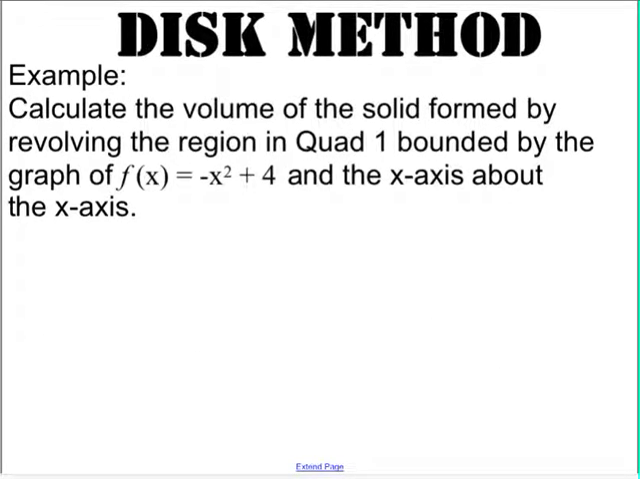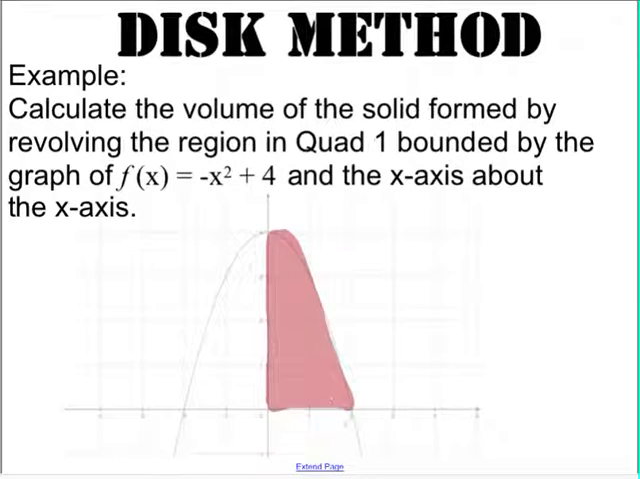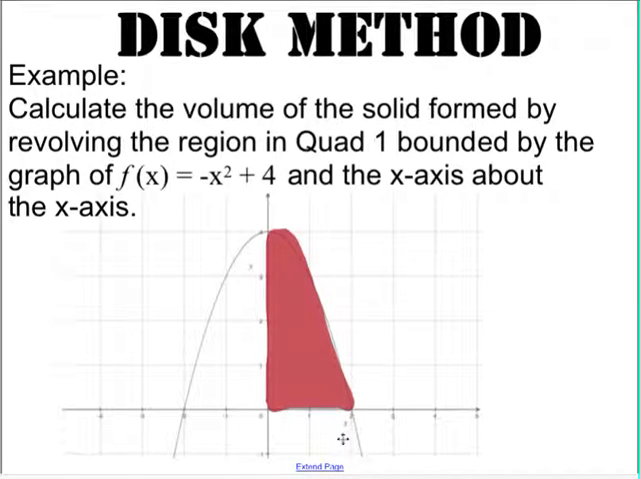One more example, calculating volume using the disk method would be the region that is in quadrant 1 bounded by the graph of f of x equals negative x squared plus 4 and the x-axis, about the x-axis. So this is my upside down parabola, and I'm only focusing on the region in quadrant 1. I tried to color it in for you in red, and we're going to revolve it around the x-axis.